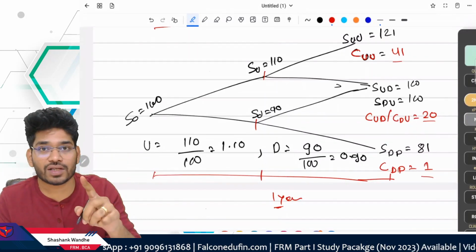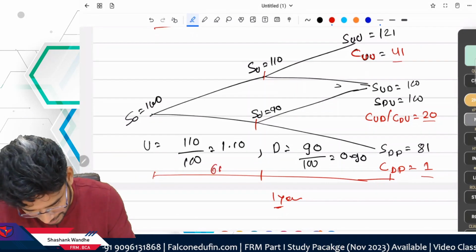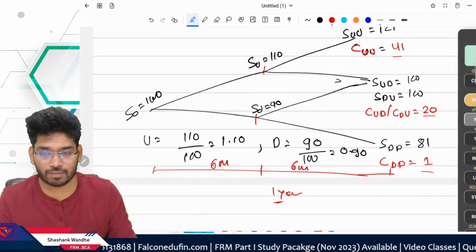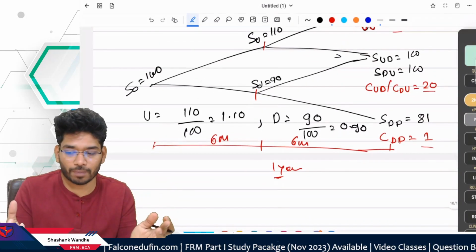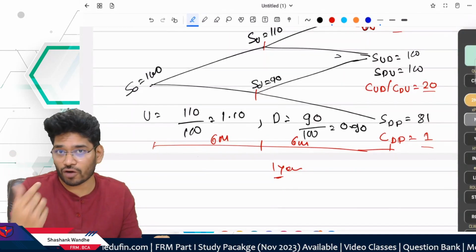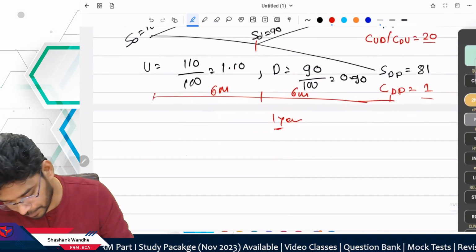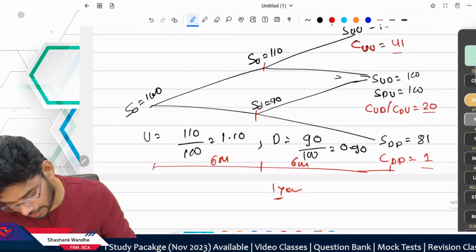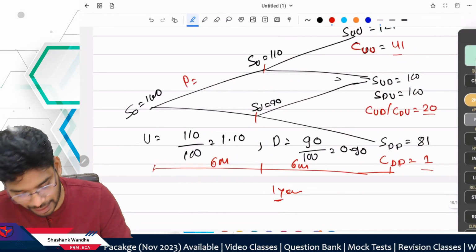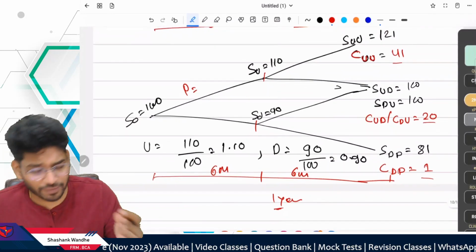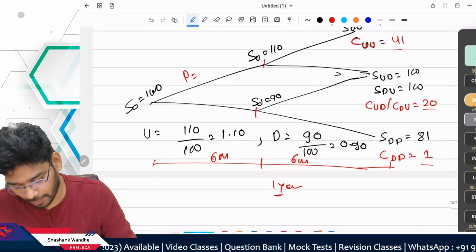So because we are assuming two-step, you have to take this as 6 months, this as 6 months, divide 1 year into two parts. And now your calculation for the probability will be for 6 months only. So that's why we have to calculate the probability again. Here we have the payoffs, now the probability.